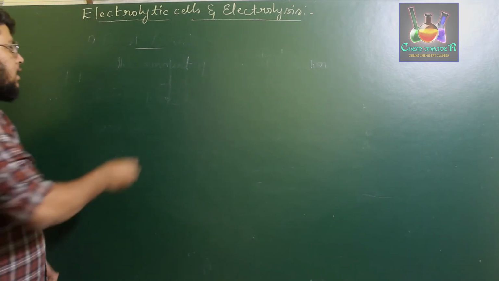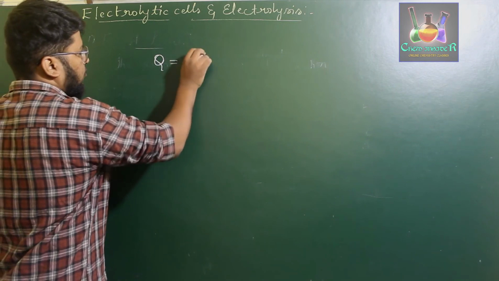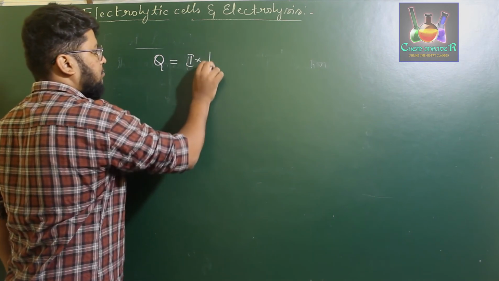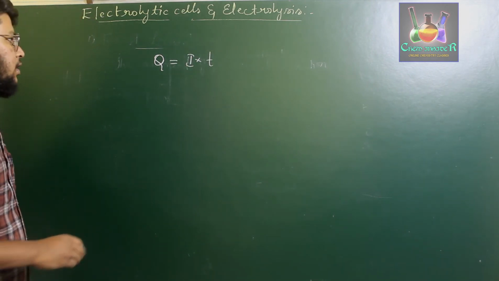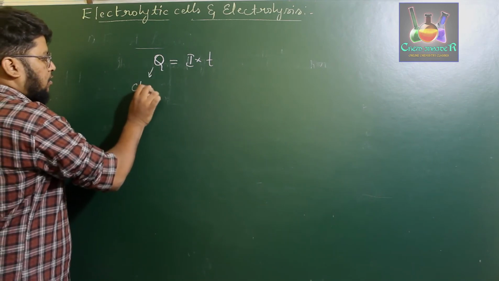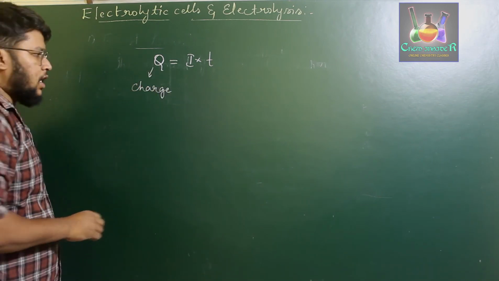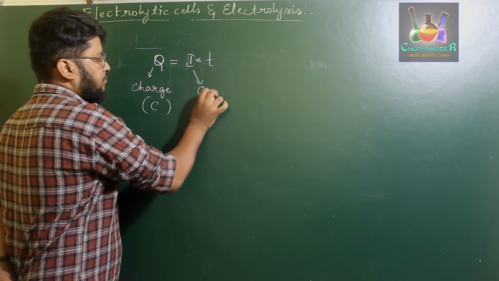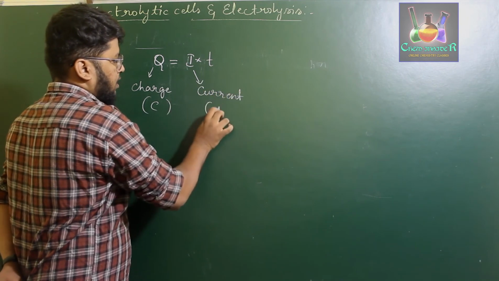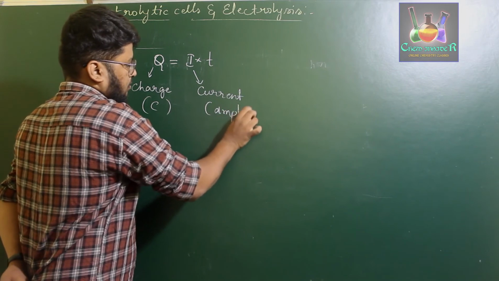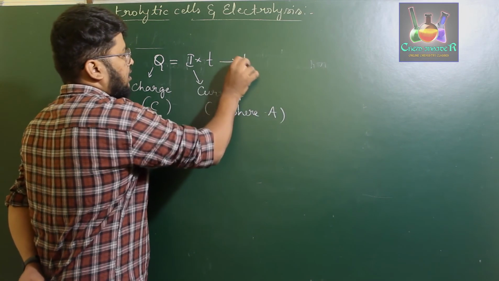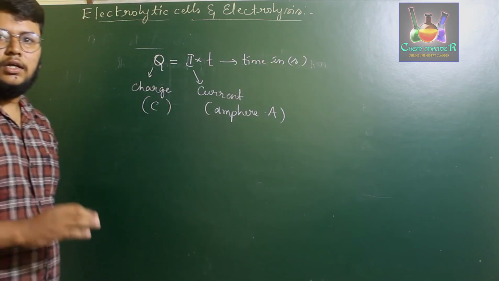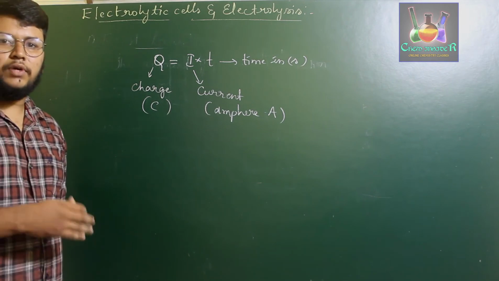Q is equal to I into T. The equations 1 and 2 in a simpler way can be given by a mathematical expression as Q is equal to I into T, where Q is called the charge of electric current. Q is called the charge, whose unit is coulombs, C. I is current, whose unit is amperes, denoted by A, and T is time in seconds. Okay, so this is about the mathematical expression of Faraday's laws of electrolysis.